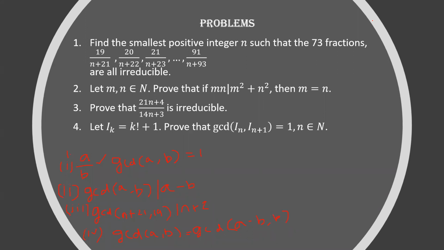Did anyone get this? GCD of A comma B equal to GCD of A minus B comma B. Did anyone else get the answer? Okay, I think nobody got it, so I think you can tell the answer.